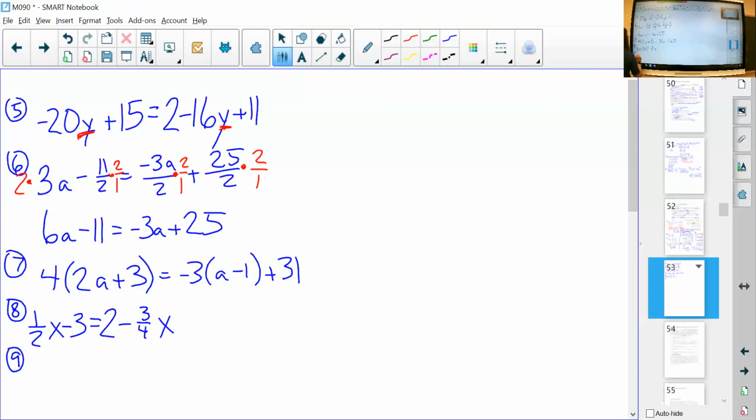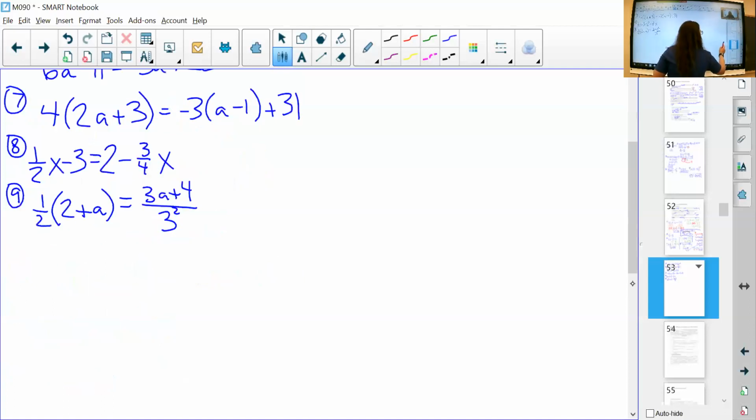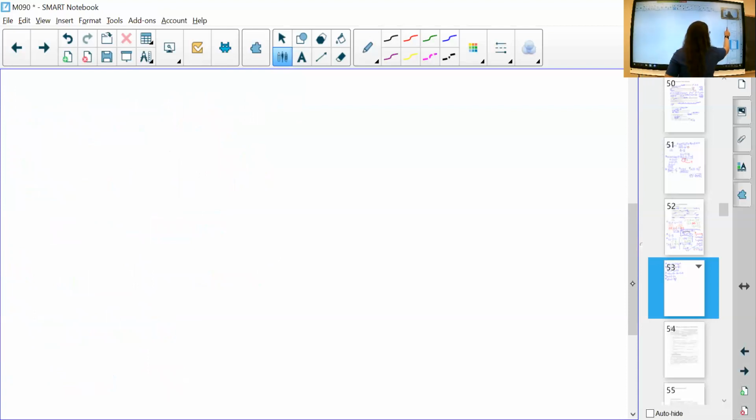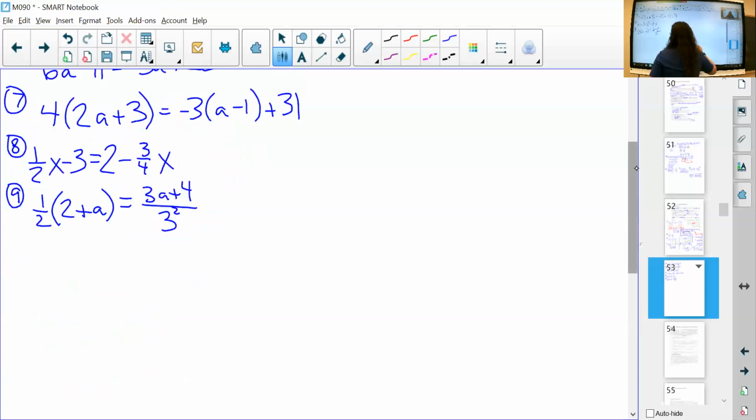Example 9, 1/2 times 2 plus a equals 3a plus 4 over 3 squared. Okay, we've got to do some work here. I'm going to start by getting rid of my fractions again. I've got a 2 in the denominator, I've got a 3 squared in the denominator, so that's a 9. The least common multiple of 2 and 9, the smallest number that they both go into, is 18. So I'm going to multiply by 18.